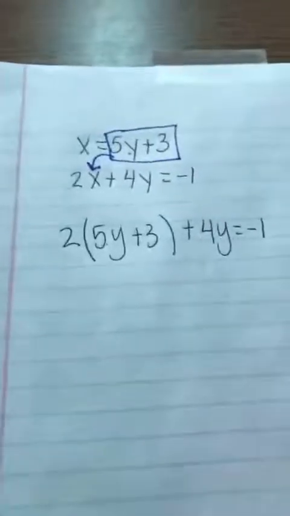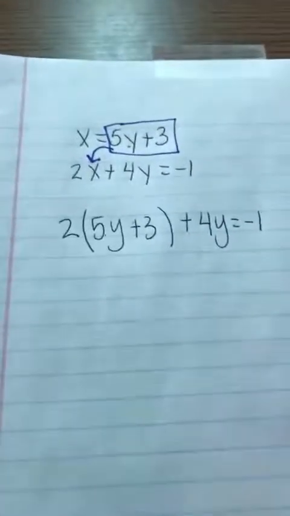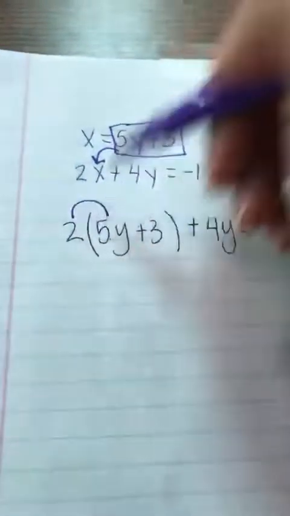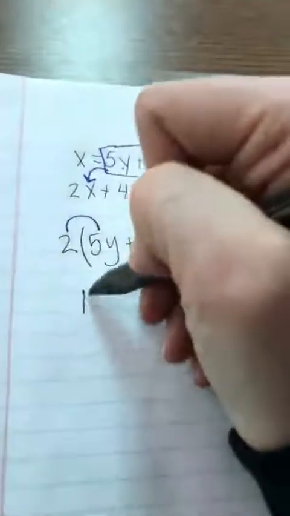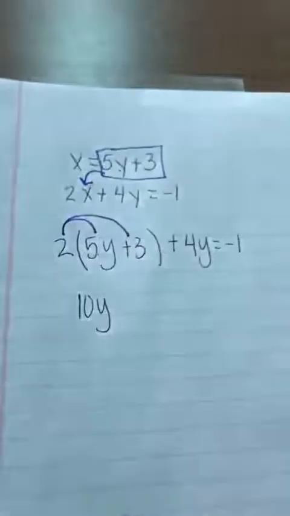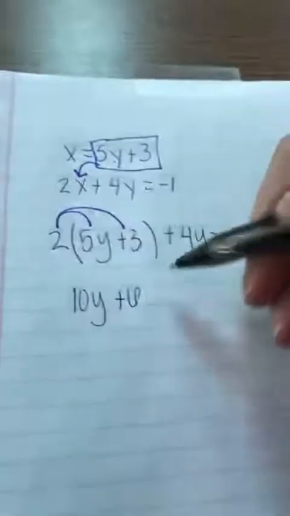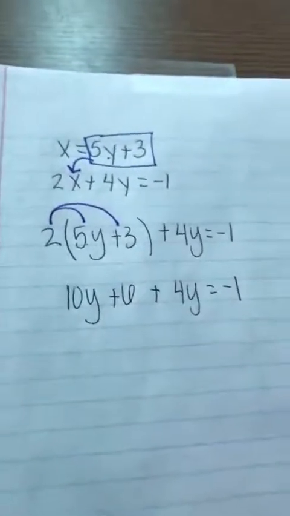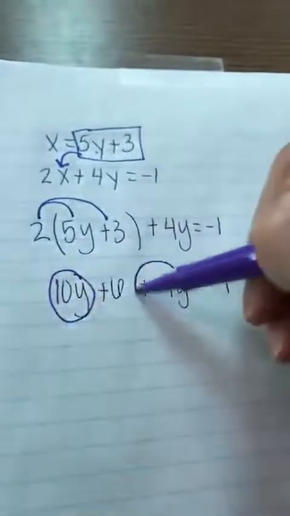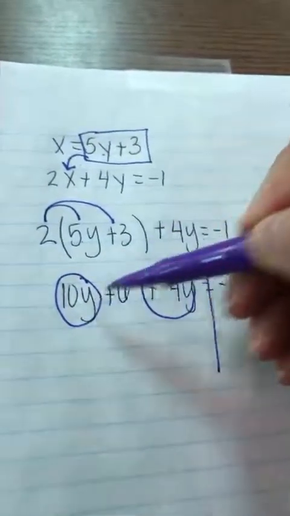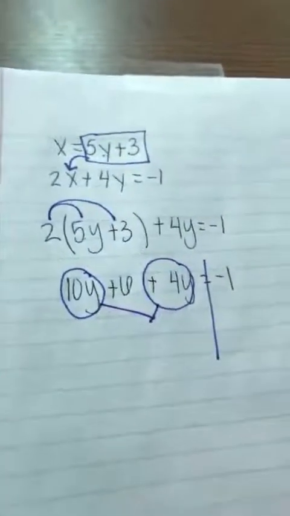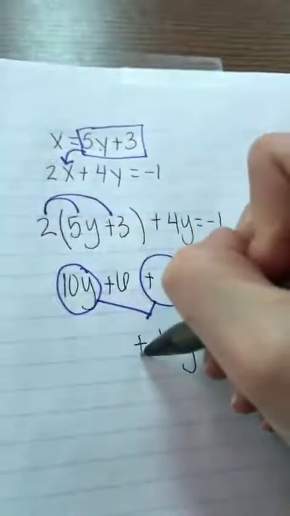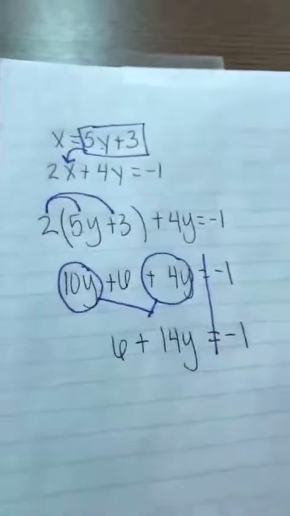From here, I can solve my equation. I solve equations by circling my variable, drawing my line. I can't do that because I need to distribute. 2 times 5 is 10y. And 2 times 3 is 6. I did not use the 4y, and I did not use the negative 1. I again circle my variables, draw my line. 6y plus 4y is 14y. I did not use the positive 6, and I did not use the negative 1.